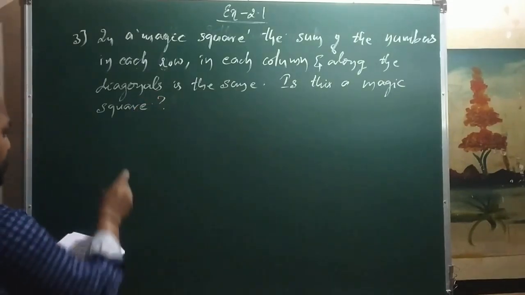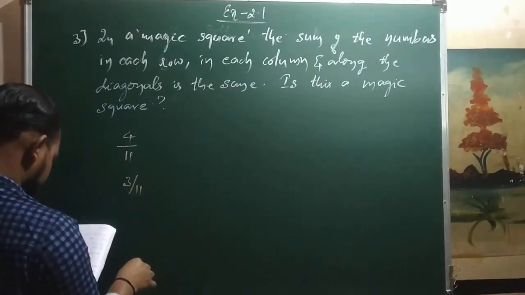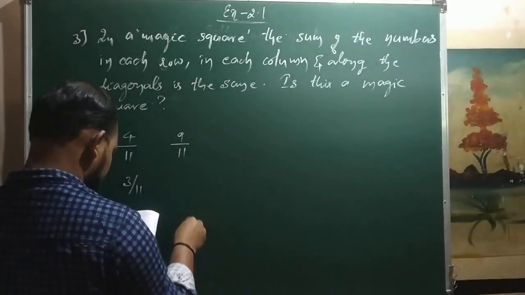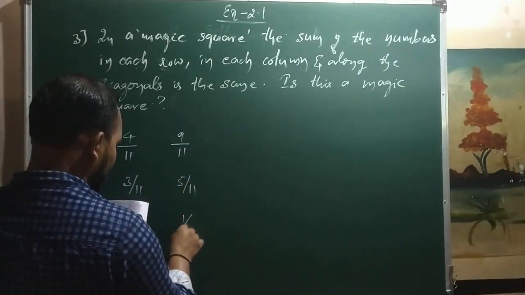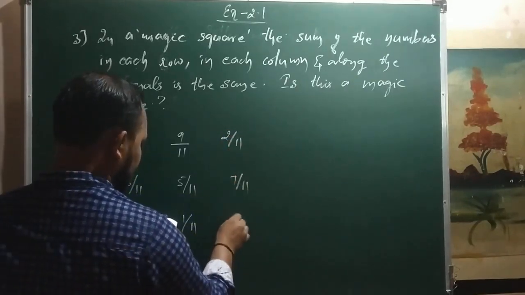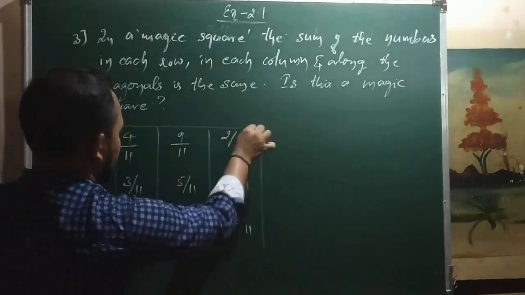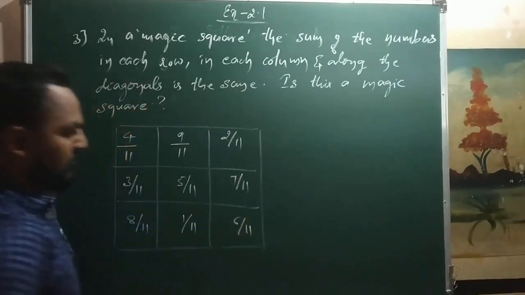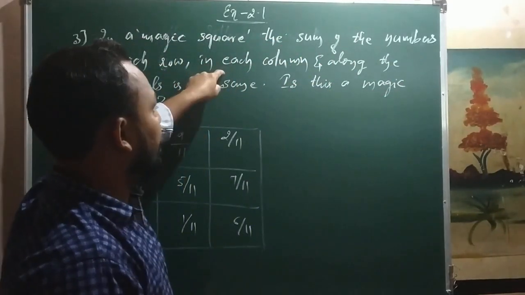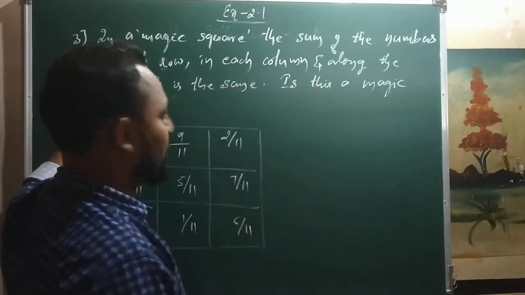Okay, here the table is 4 by 11, next 3 by 11, 8 by 11. Here the 9 by 11, here 5 by 11, 1 by 11, 2 by 11, 7 by 11, and 6 by 11. Okay, and this is a table. In a magic square, the sum of the numbers in each row, in each column, and along the diagonals is the same. Is this a magic square?